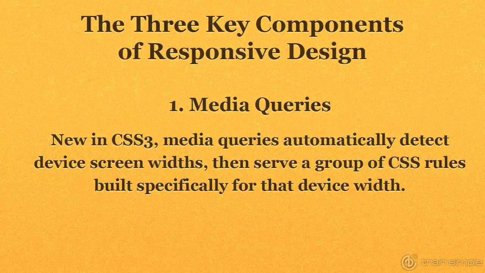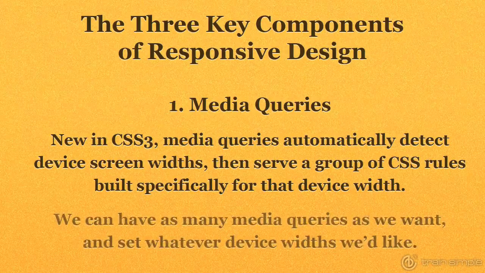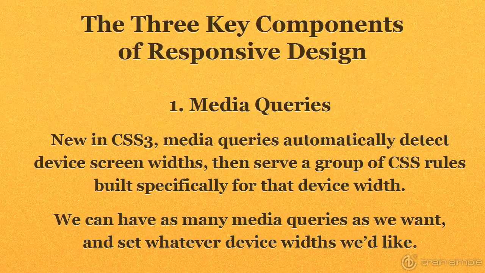If someone is viewing your WordPress-driven website on a handheld device or a tablet that has a particular device width that matches the media query that you've created, then that group of CSS rules is going to be used for that particular device. I'll show you exactly how to put all this together if it's not really making a whole lot of sense just yet. Now, we can have as many media queries as we want, and we can set whatever device widths we'd like to target. Now, once again, I'll get into lots of detail about this and show you exactly how to put all this together. Okay, so there's the first key component, media queries.